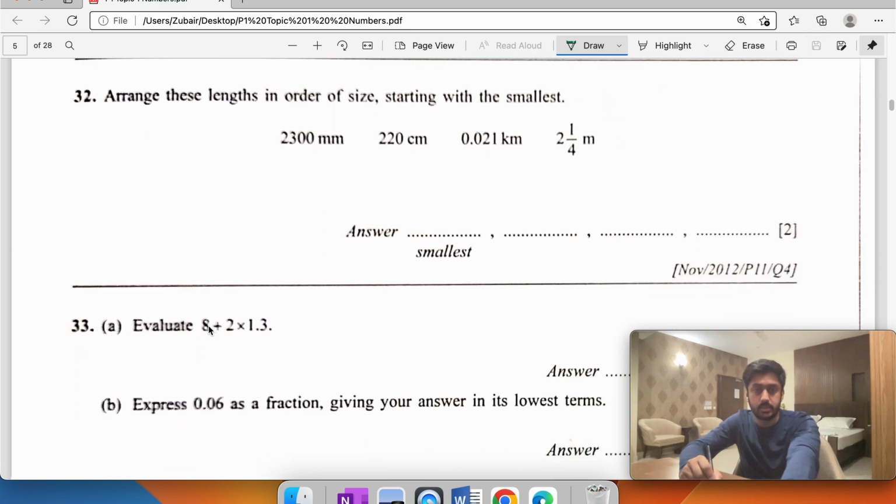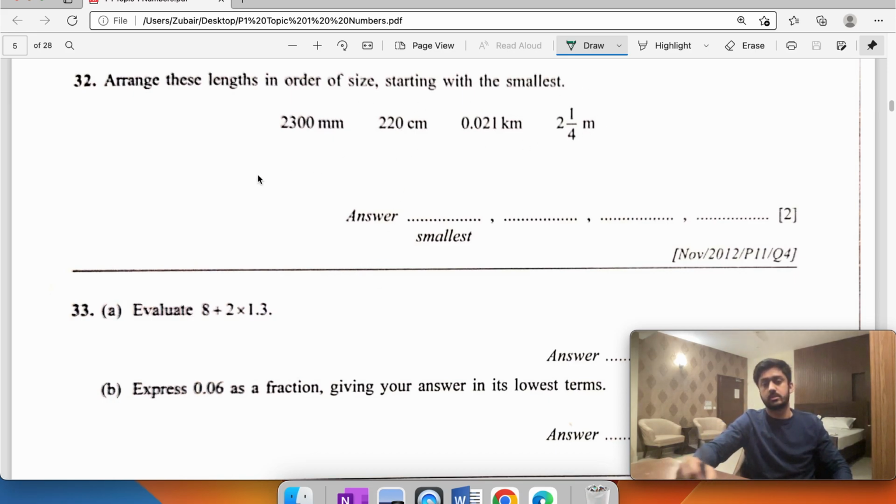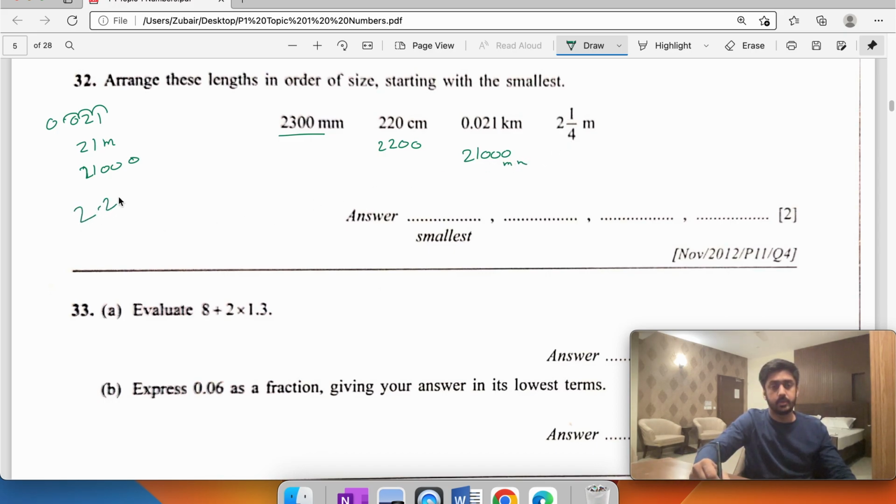Okay, arrange these lengths in order of size starting with the smallest. So convert them all in same unit. If this is millimeters, this becomes 2200 millimeters. This is kilometers. Okay, 0.021 kilometer into 1000 becomes meter. This is 21 meter now. So into 100 again, this is centimeters, and this, so 21,000 millimeters. 2.25 meters, 2.25 meter into 100, 225 centimeters, another 0, 2250 makes it a millimeter.